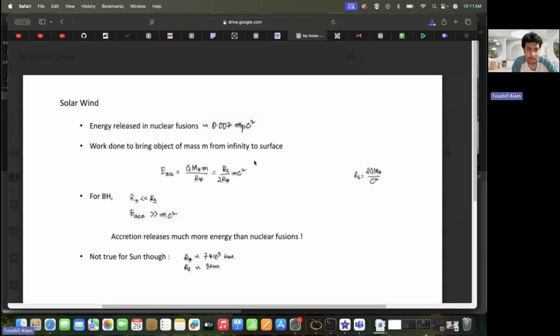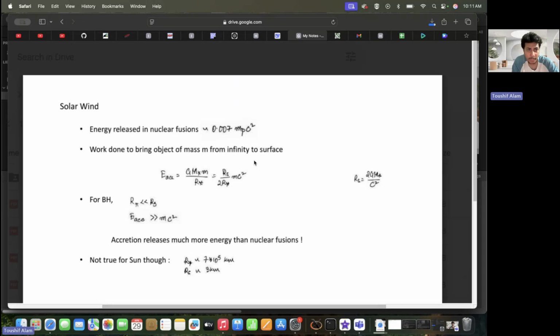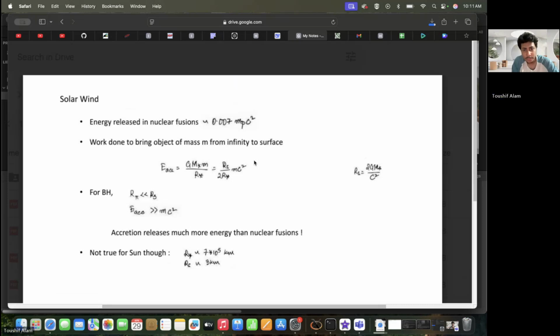For a black hole, r star is much less than Rs. The accretion energy is much greater than m c square. Accretion releases much more energy than nuclear fusion. Not true for the sun though.